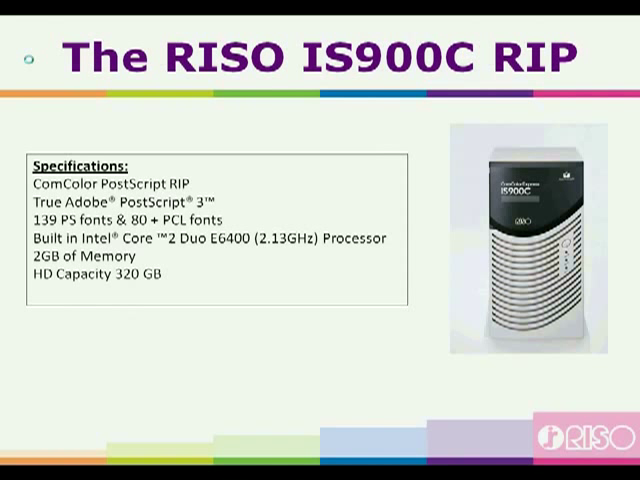In the next slide, we're going to show the key specifications of the RISO IS900c RIP. Notice that it's a true Adobe Postscript Level 3, that it has a built-in Intel Core 2 Duo processor, and it has 2 GB of memory.